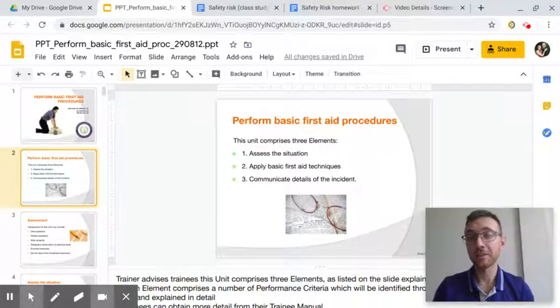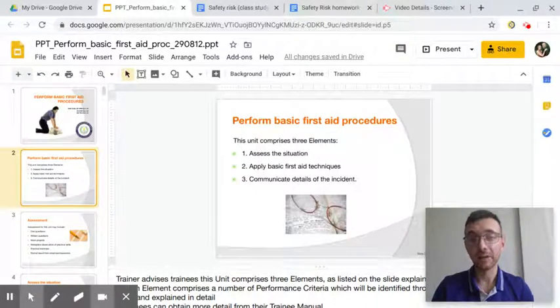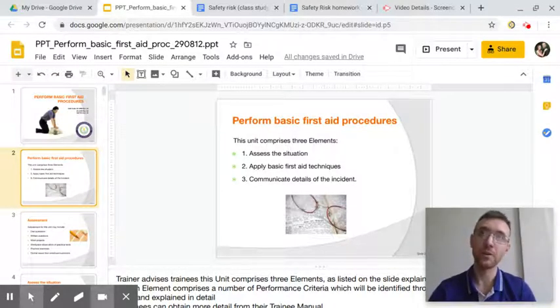Then we're going to talk about the actual first aid techniques. There's many things we could do depending on what happened. But it's simple, it's easy, and we'll try to have fun with this. Then we'll communicate the details of the incident. So we'll learn how to share the information with a doctor so that way they can help the victim after we're finished.